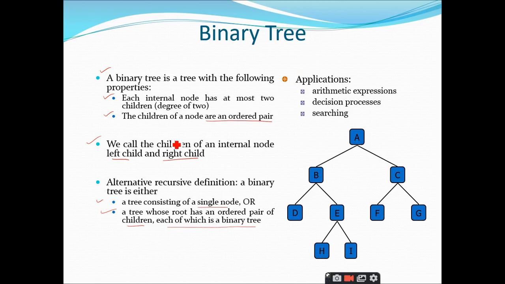And coming to the application, don't bother about the definition. You can write your own definition also. So a binary tree is a tree where each and every node will have at most 2 children and they are in an ordered pair. This is what the actual definition of the binary tree is.